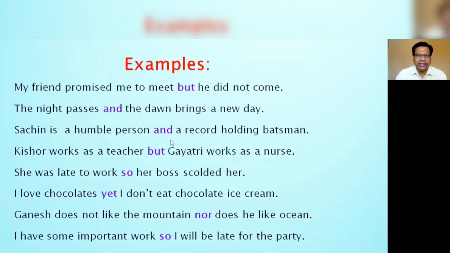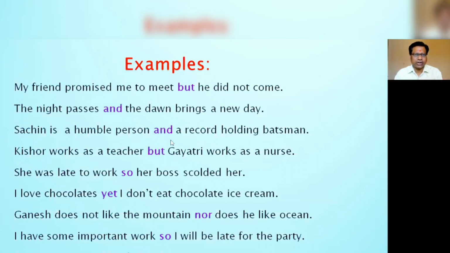As I said, my friend promised me to meet is the first independent clause. Likewise, he did not come is also an independent clause. See here, he is the subject. Did not come is the verb phrase. Not is a word of negation. Did indicates past tense. Come is the base form. So he did not come is another independent clause.